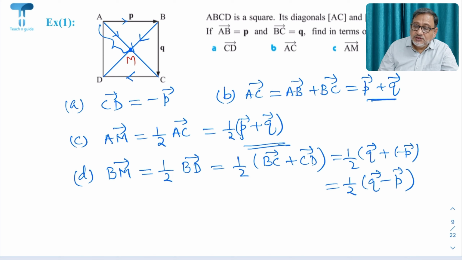Okay. This is the vector BM. Q minus P, half of Q minus P. Is that clear to you? How I got BM? BM is half of BD, and because of that I have added half with them.